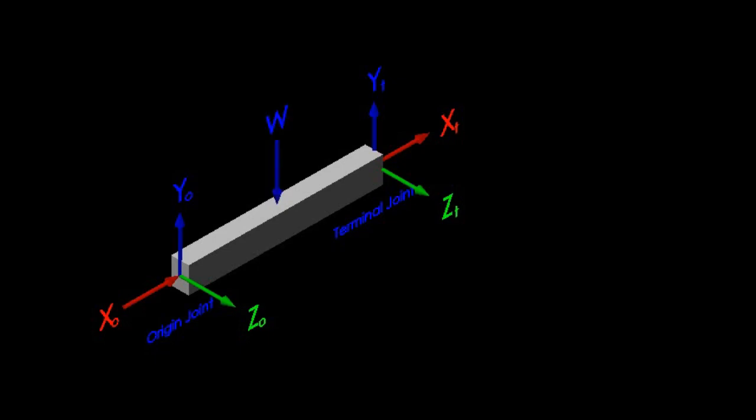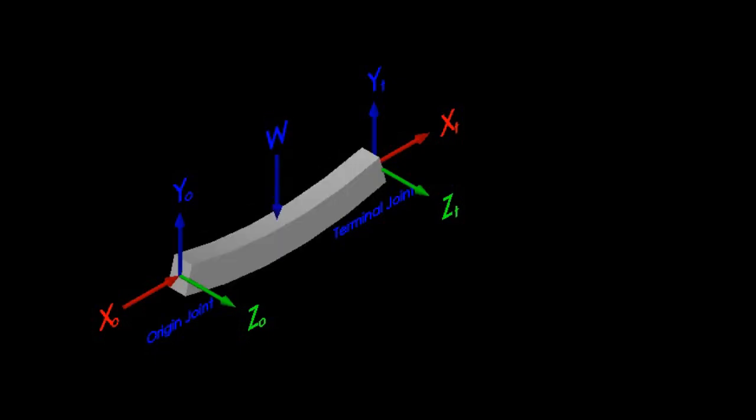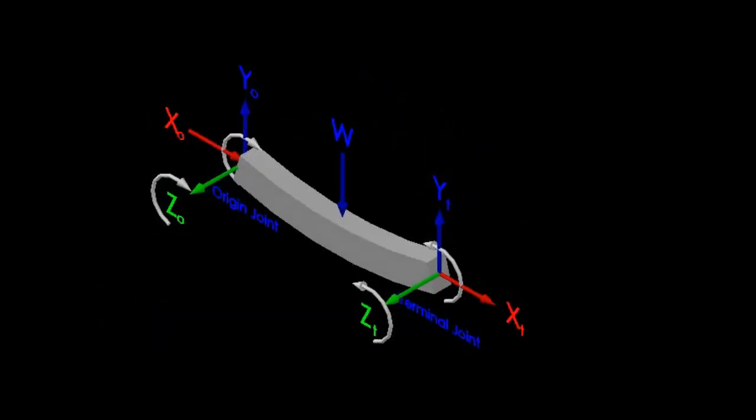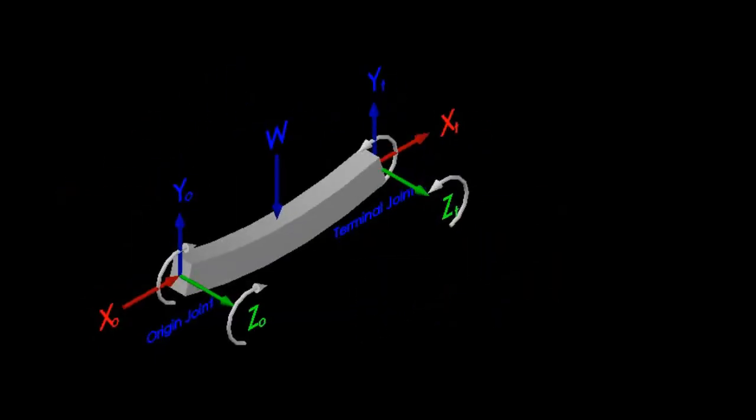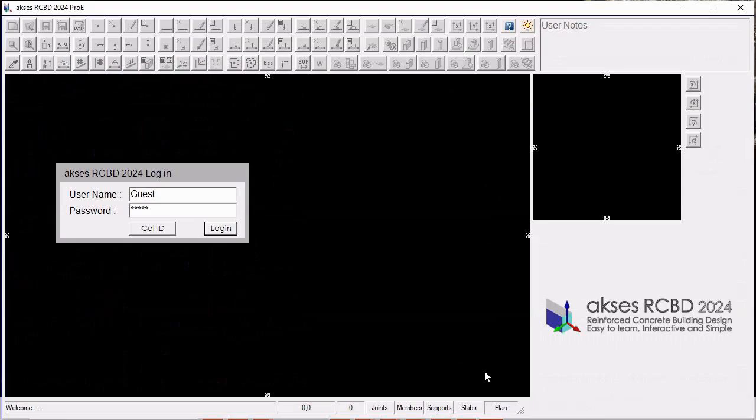In this video, we are going to learn how to release the end moments of beam elements. As we have seen earlier, when the end moments are released, the beam element will behave as a pin-connected or hinged beam. Let us see how we can use the moment release feature of Akses RCBD software.